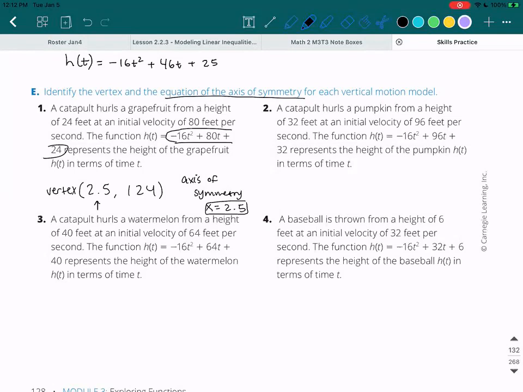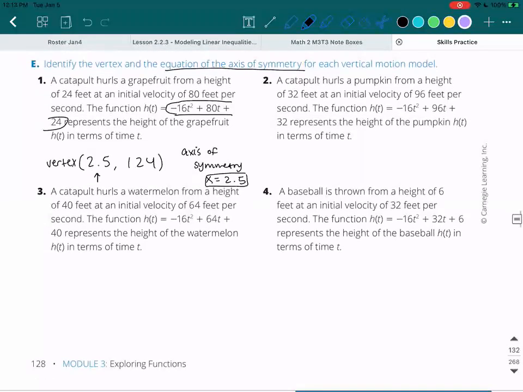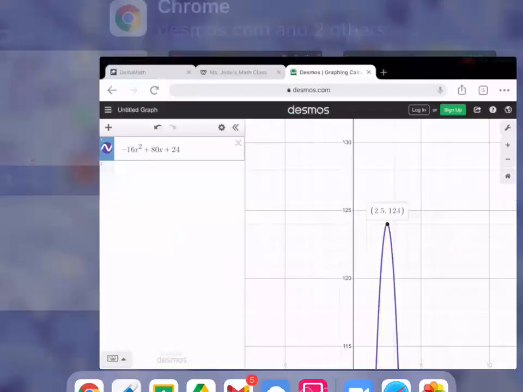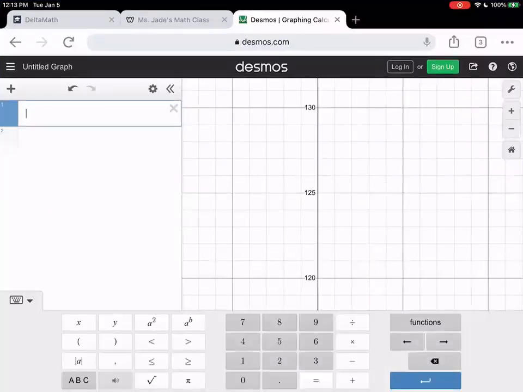Okay, so number 3 is a very similar thing. I think I typed in that equation the first time, so now I have to type it in again. So let me go back onto Desmos and type in the equation for number 3: negative 16t squared plus 64t plus 40.